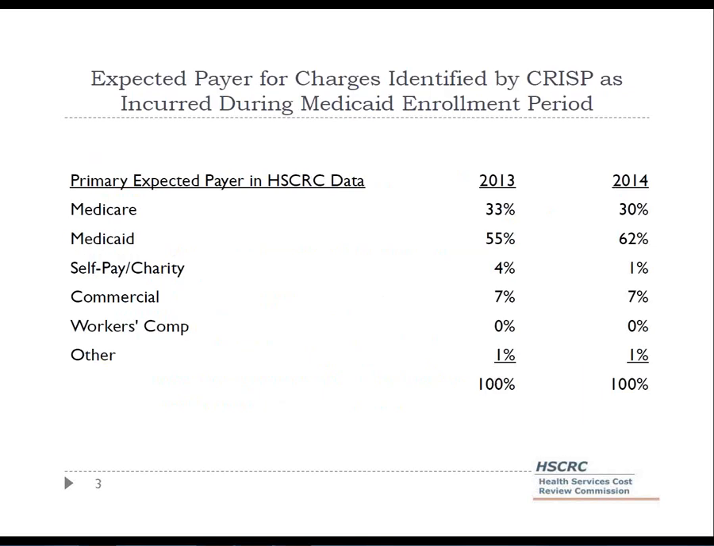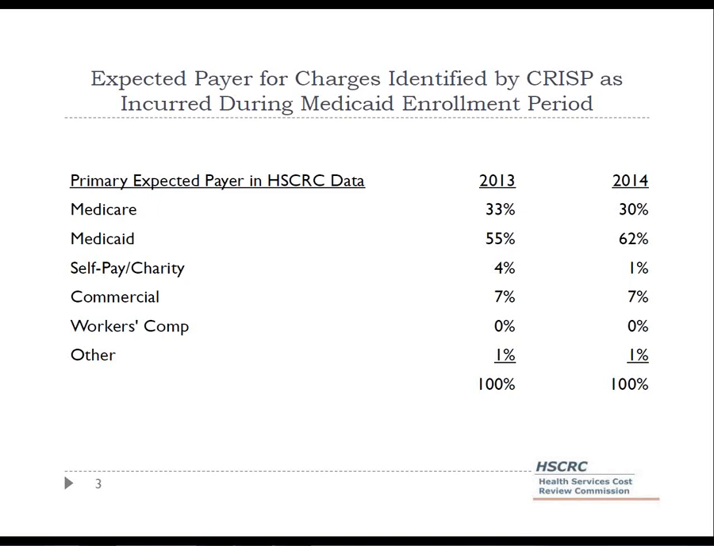If you look at the next slide, just to give you a sense of what came out of that, we're showing 2013 and 2014. This is January to June, so the first 6 months of each calendar year. We're showing down the left-hand side who the primary expected payer was in our data. And again, these were people who all ended up actually being enrolled and covered by Medicaid when they had the service. You can see the largest payer in both years was Medicaid, with more than half of the total charges identified as Medicaid expected payer. And then Medicare is the other large one, with about a third of the charges.